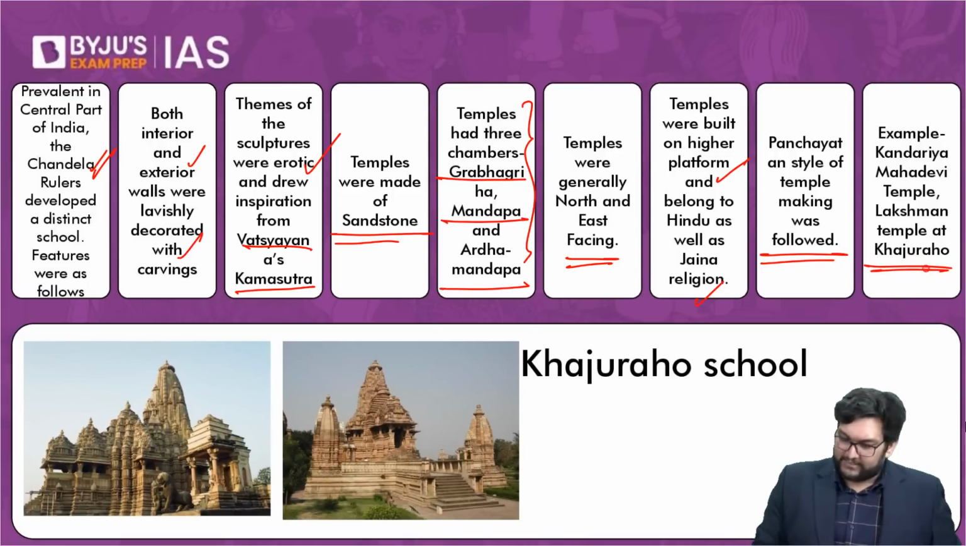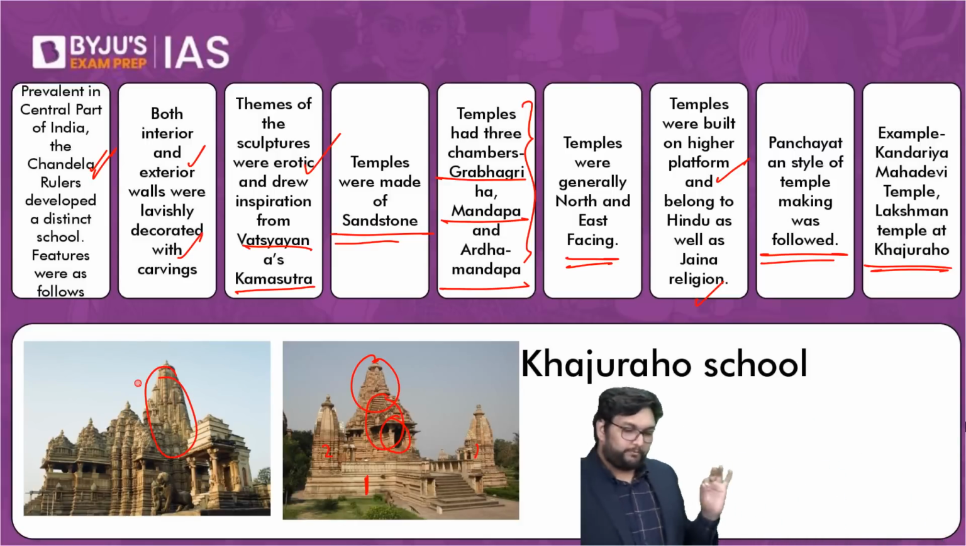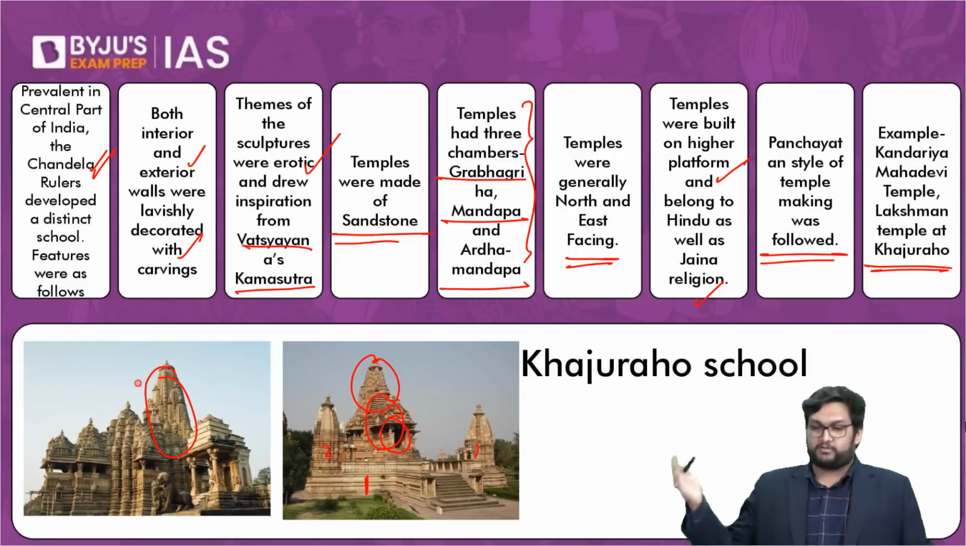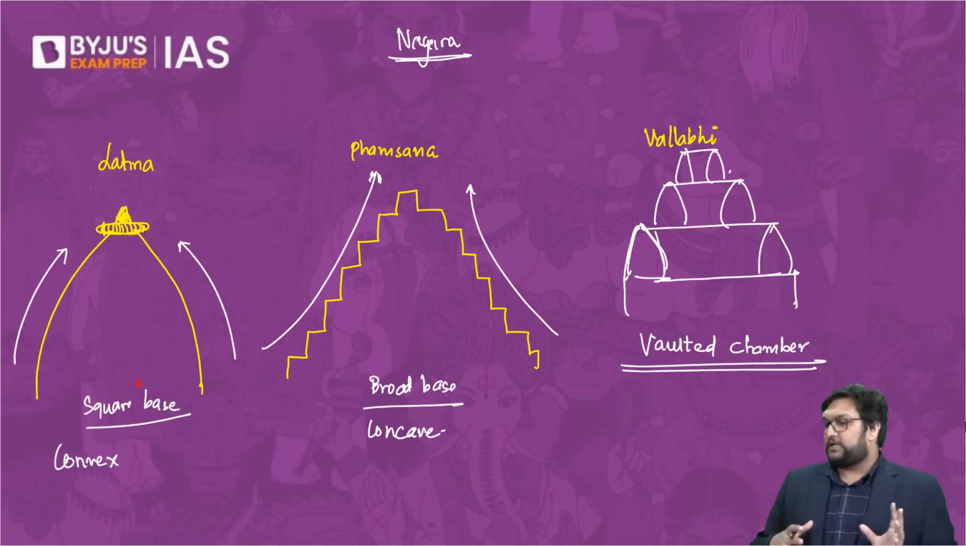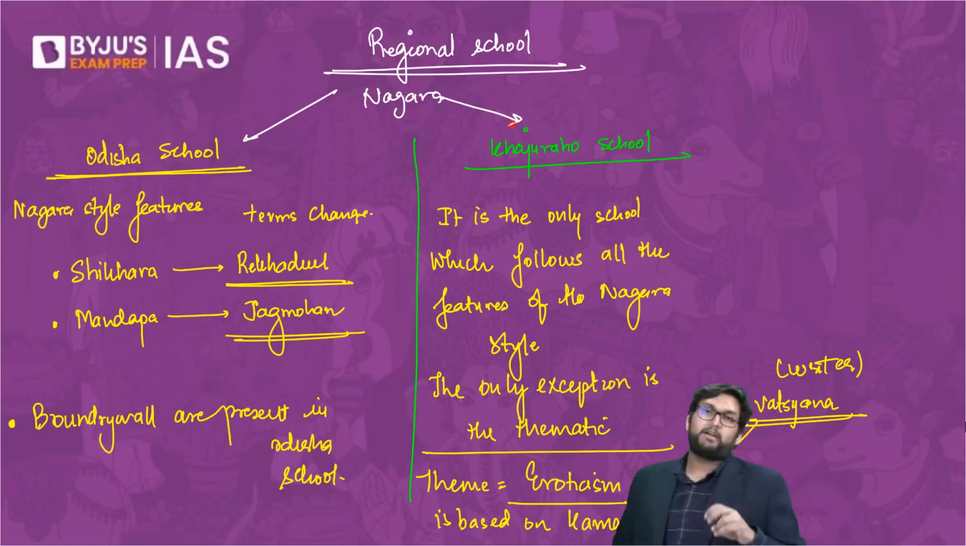Now you can see that you have a raised platform, you have Panchayatan, you have ardha mandap, you have mandap, you have shikhar, you have clusterization of shikhar. All features are there. So basically, the only thing which makes Khajuraho a different school is its thematic. The theme of decoration is totally different to any other temple. There is no other temple in India which follows this thematic. So in Nagara, you have the Odisha school and you have the Khajuraho school.